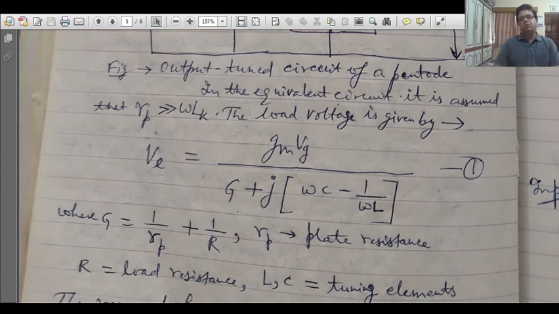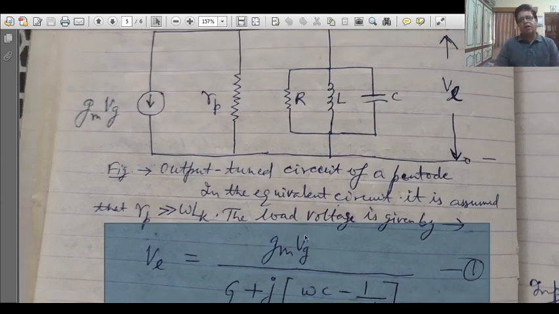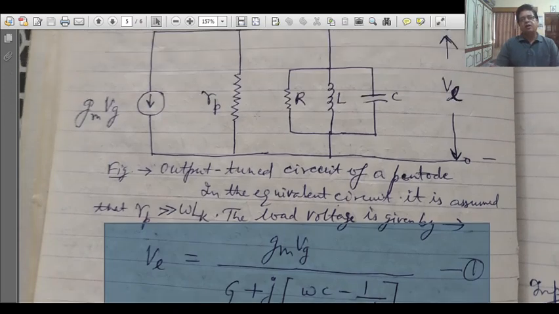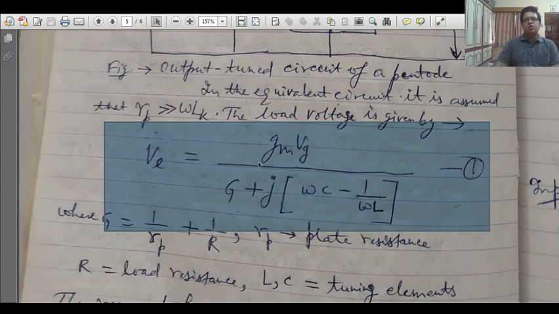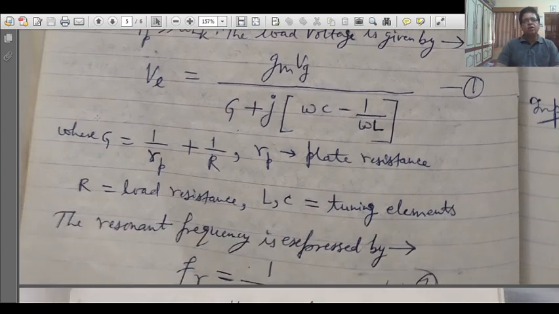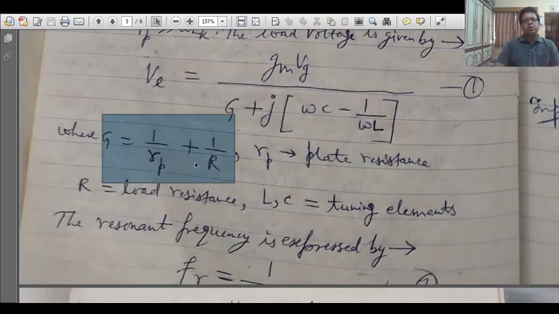The load voltage is given by gm·Vg, the current, times Z, over Z plus j(omega C minus 1 upon omega L). Here Rp and R are in parallel and the LCR is also in parallel, so easily you can see the equivalent resistance and the current in this circuit. So gm·Vg upon Z plus j(omega C minus 1 upon omega L). What is Z? Z is equivalent to the parallel combination of Rp and capital R.